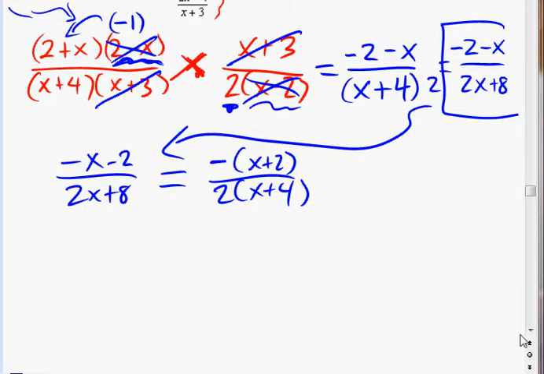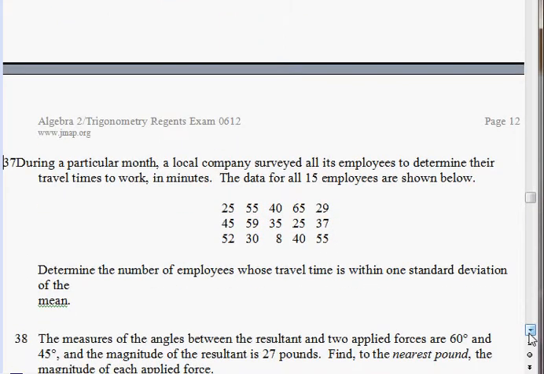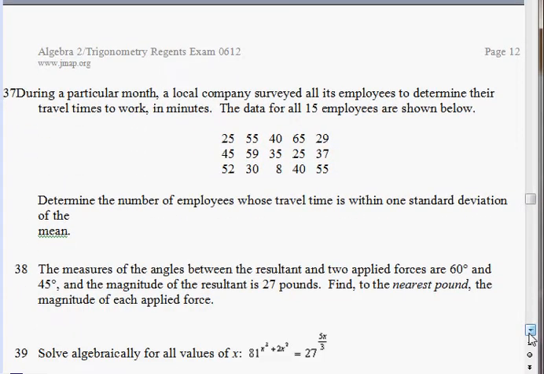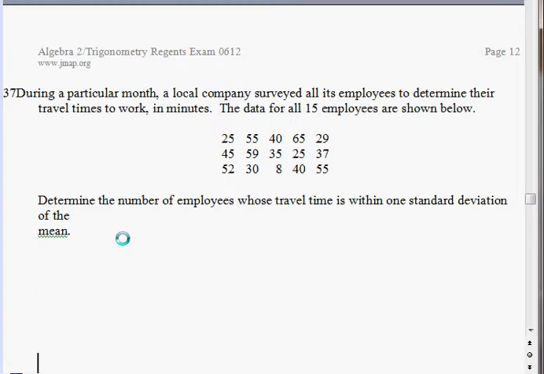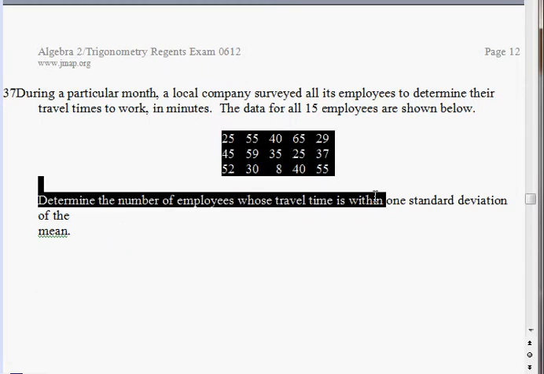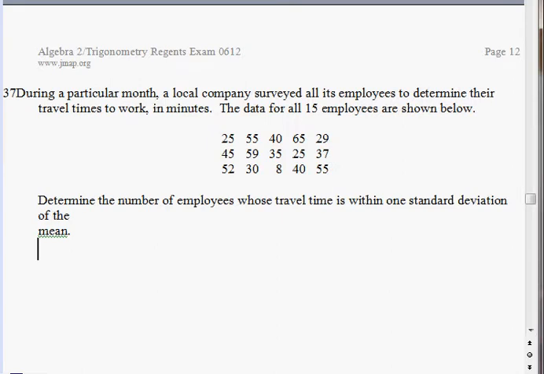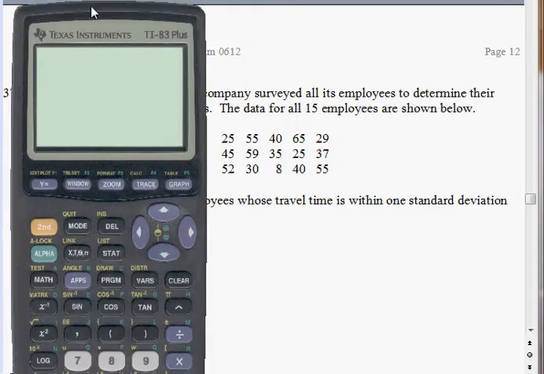Alright, let's move on to the next question. Okay, question 37. During a particular month, a local company surveyed all its employees and determined their travel time to work in minutes. The data for all 15 employees are shown below. Determine the number of employees whose travel time is within 1 standard deviation of the mean. So another statistics question. With this question, you're going to take out your graphing calculator again and input all this data into the calculator. I'll take out mine. You can reach for yours.